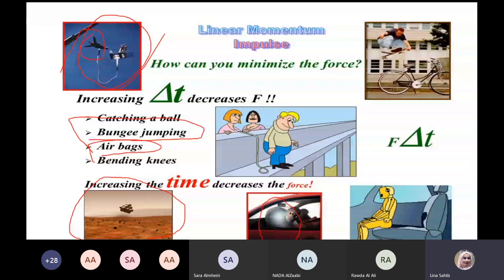This is why, can you see here, delta T is written in a very big font, and force is written in a very small font. That means increasing T leads to decreasing force and keeps people safe. Okay, did you get the concept?